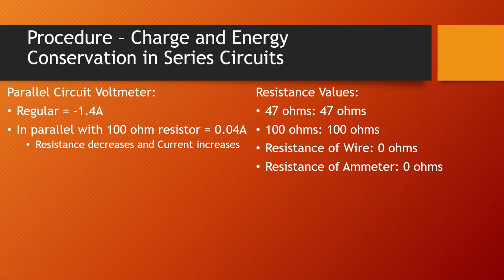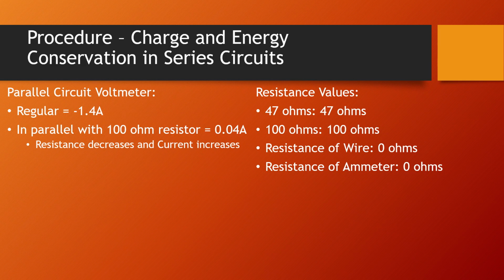Next we took one of the ammeters, turned it into a voltmeter, and created a parallel circuit out of it. Regularly in a series circuit, the voltmeter read negative 1.4 amps, but when it was in parallel with the 100 ohm resistor, it read 0.04 amps. In parallel circuits, resistance decreases and current increases.